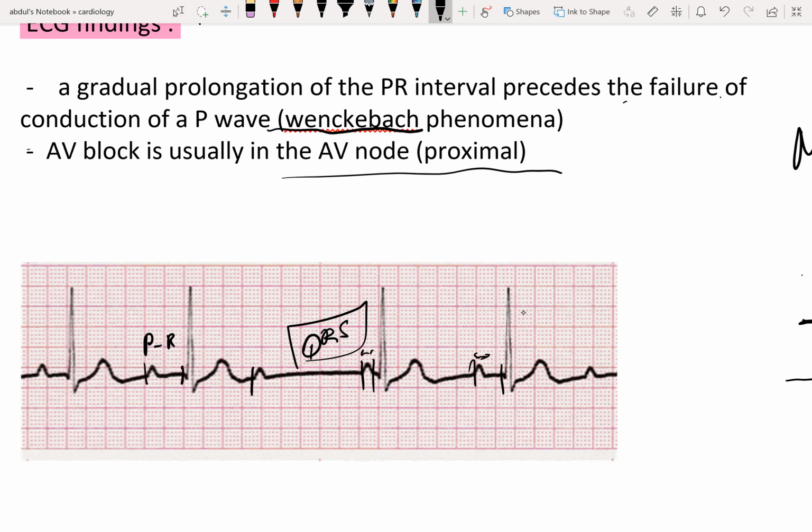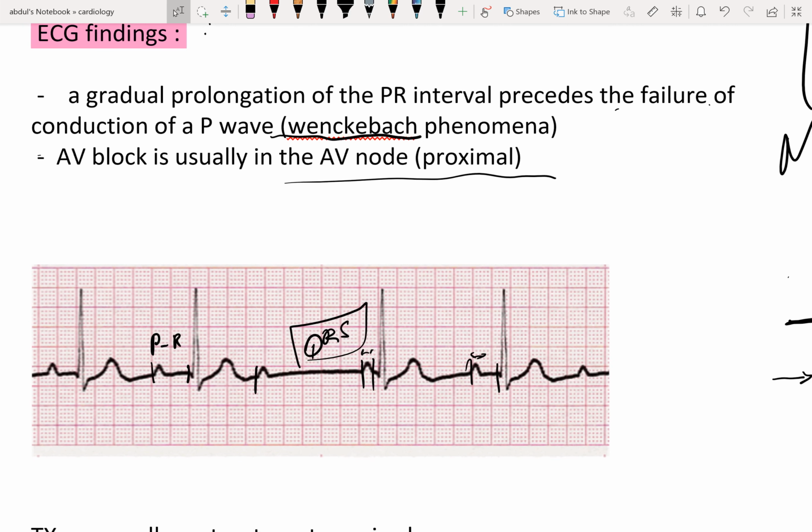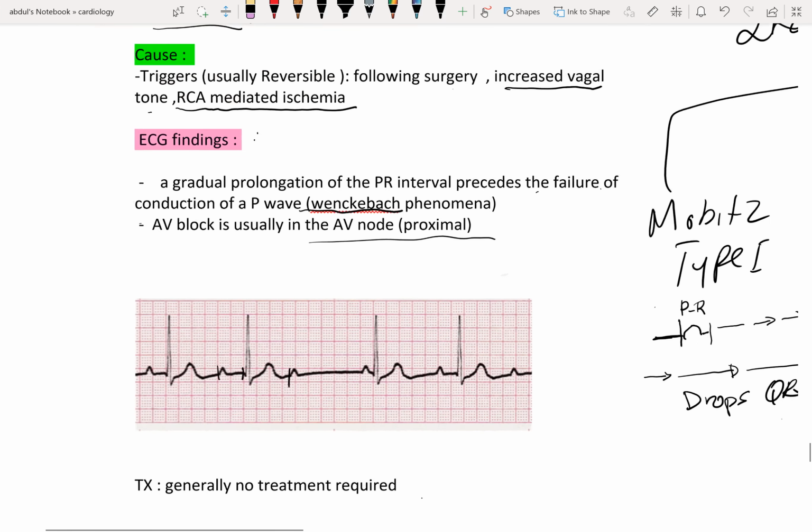It usually occurs after prolongation of the PR, and then a QRS drops, but it's not unpredictable. It is more predictable than Mobitz type 2. Okay, so I hope you guys understand this part. It's not as hard because this is the only one that has a prolongation of the PR interval, and the longer the PR gets, then all of a sudden you can have a QRS drop.